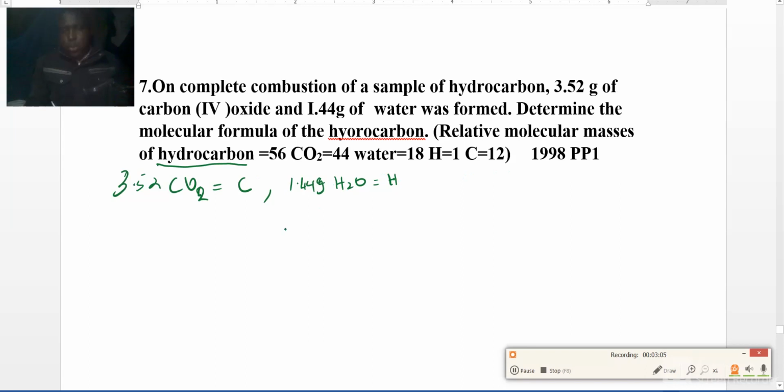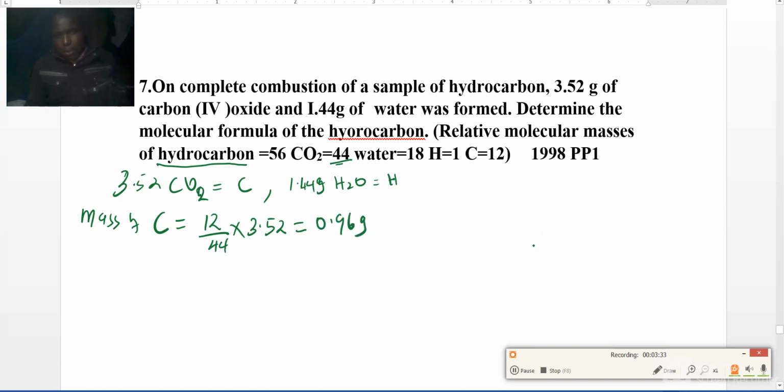So we start by calculating the mass of carbon. The mass of carbon will be equal to the carbon inside this carbon dioxide, which is 12, because it is one, divided by the total which is 44. We multiply by 3.52 and this will give us 0.96 grams, that is carbon.